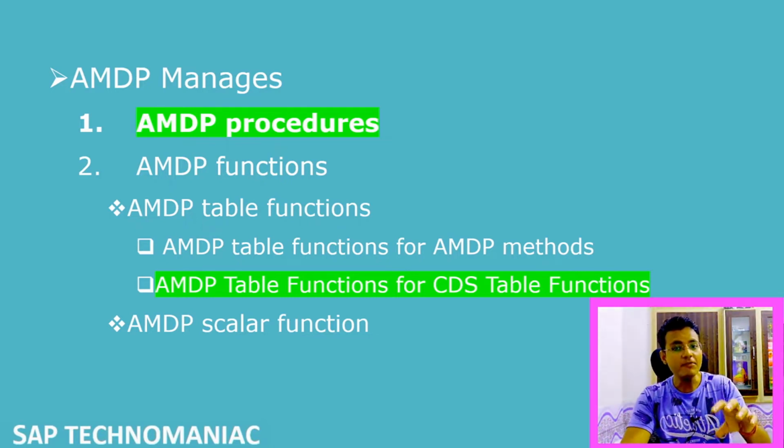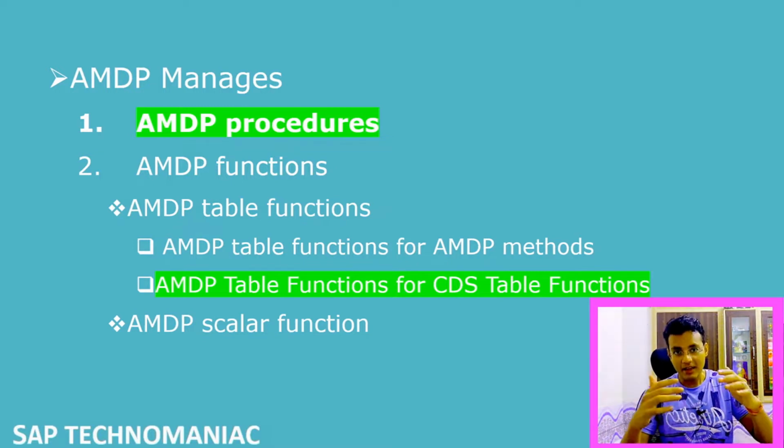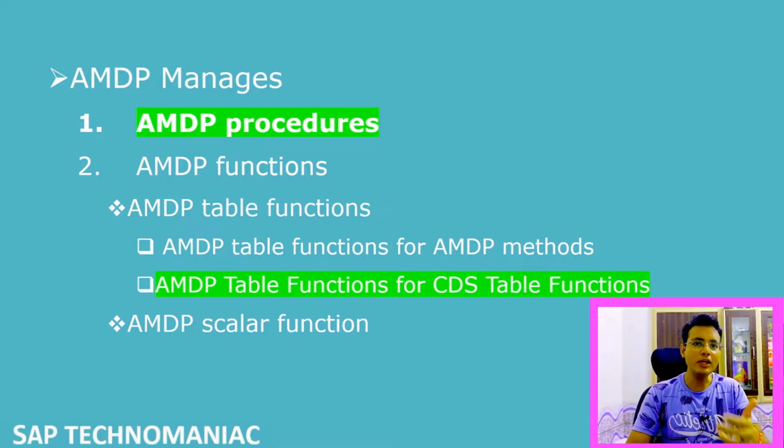But for AMDP functions, there are two types, because in the database also there are two types of functions. One is scalar functions and the second is tabular functions. In the same way, in ABAP also we have two types of functions. One is the AMDP table functions, the second is the AMDP scalar functions.